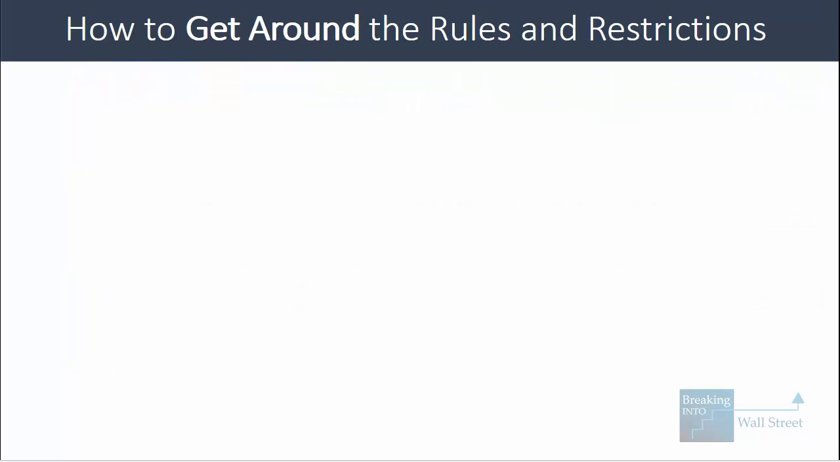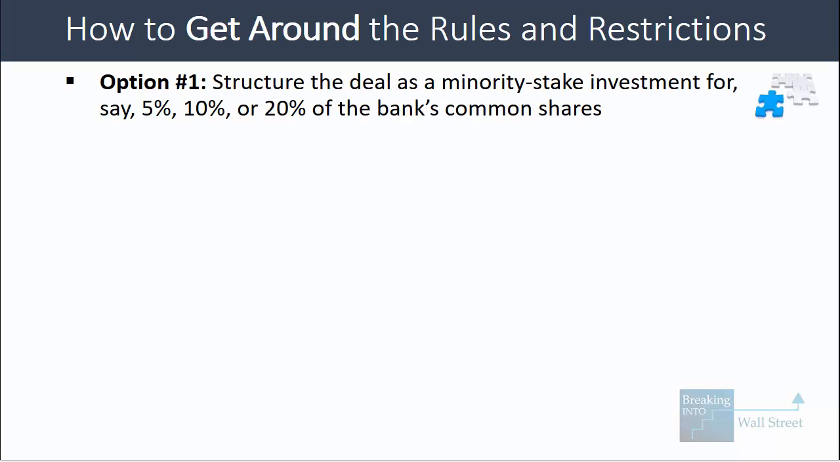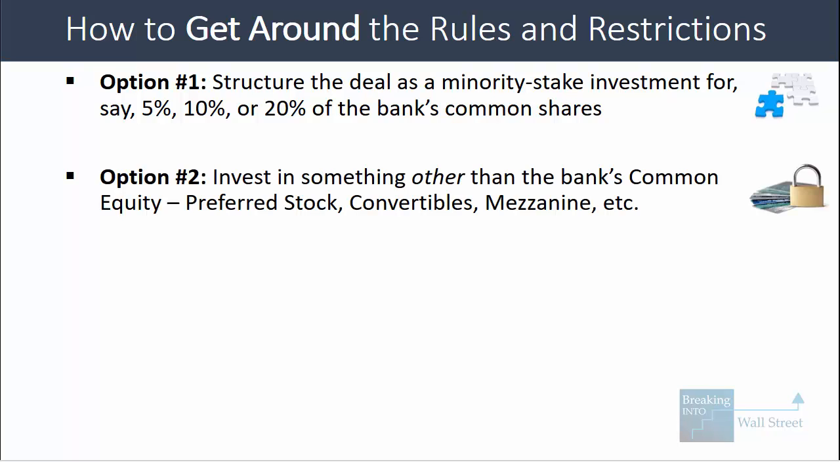To get around some of these rules and limitations, PE firms use three main strategies. The first one is that they could structure deals as minority stake investments. So instead of buying 100% of the bank, maybe they only buy 5% or 10% or 20% or even 1% of the bank's common shares. The second option is that they could invest in something other than the bank's common equity. So maybe they buy the bank's preferred stock or their convertible bonds or their mezzanine or something else that does not actually give the PE firm equity ownership in the bank.